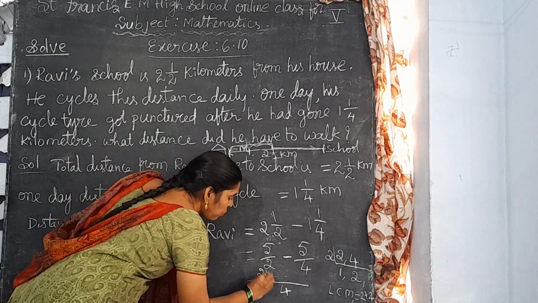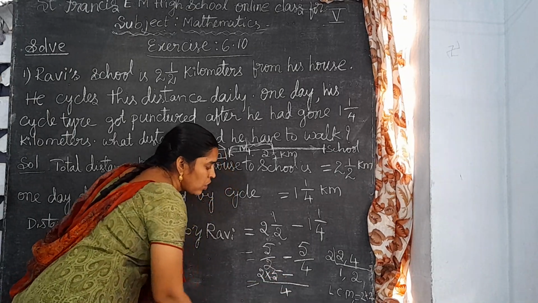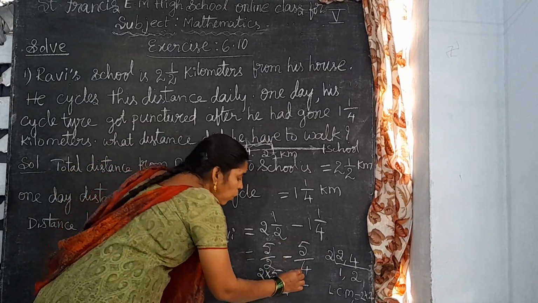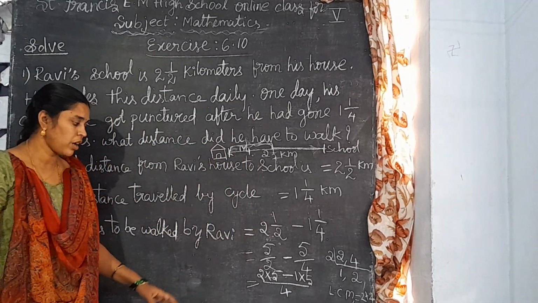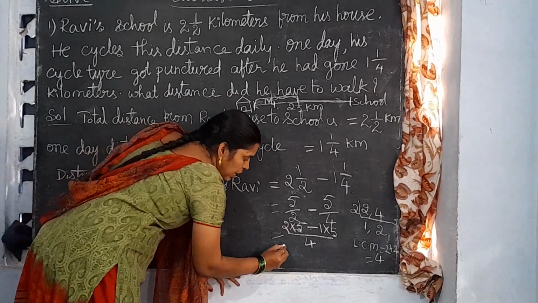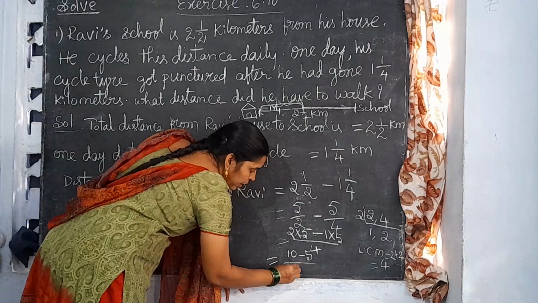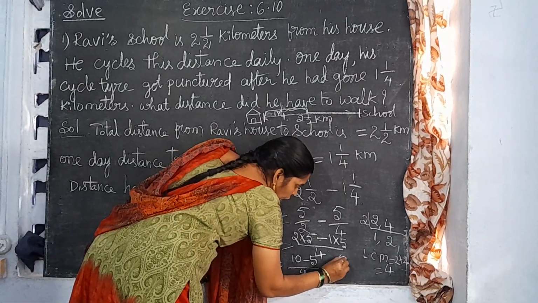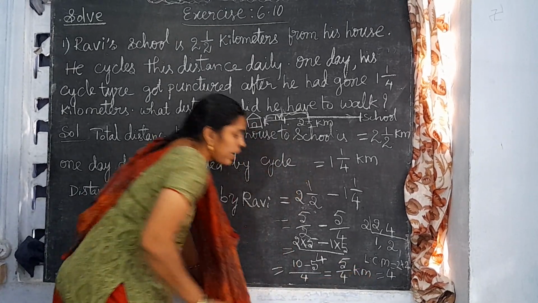2 into 5. What is the symbol in the middle? Minus. Next, 5 by 4. How many times does it go in 4? 1 time. 1 into what is there in the numerator? 5. Right? Now you do multiplication and do subtraction. 2 fives are 10 minus 1 five is 5, by 4. 10 minus 5. 5 by 4 kilometers. Alright?